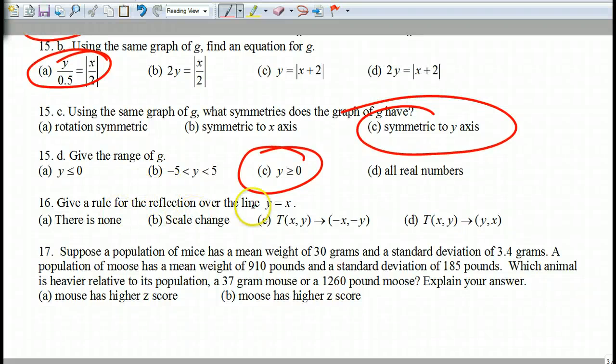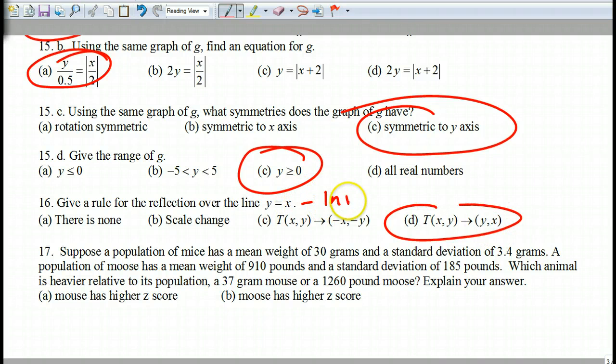16. Give the rule for the reflection over the line y equals x. You know what they're actually asking you guys? It's D, actually. This is saying, what is the inverse? But remember, reflection, the inverse is always over that line, right? If we fold on that diagonal.